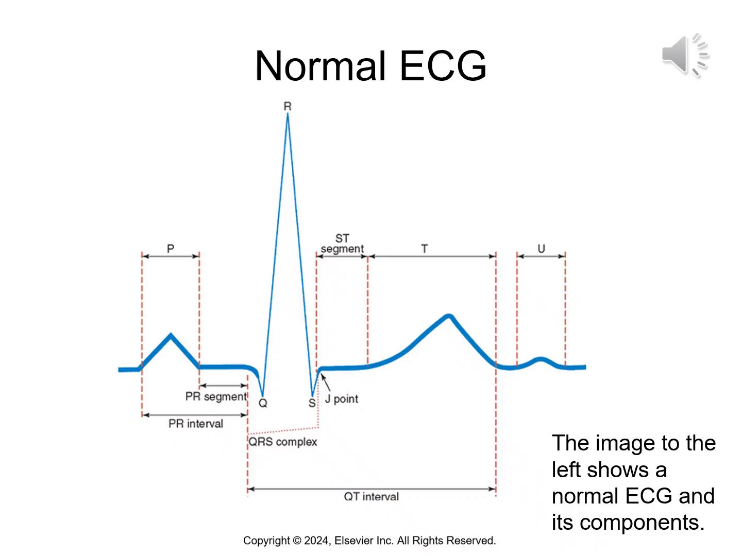The QRS duration is the time required for depolarization of both ventricles. It is measured from the beginning of the QRS complex to the J point, or the junction where the QRS complex ends and the ST segment begins. It normally measures less than 0.11 seconds, or 2.5 small boxes.